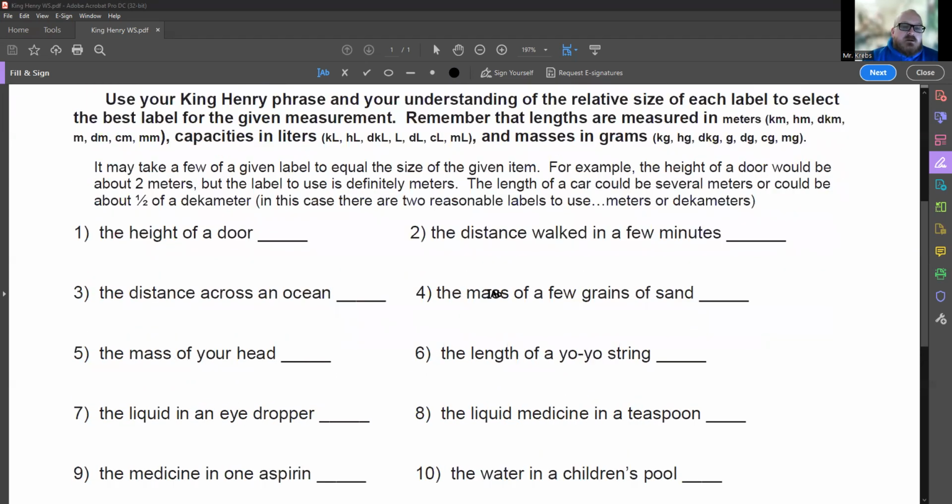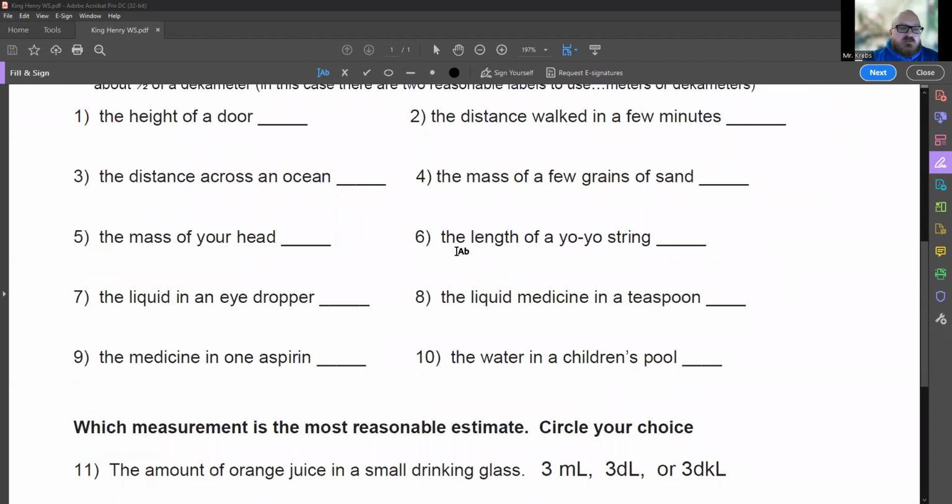Okay, so for the first one, the height of a door, we talked a little bit in class about estimating things. And for a meter, I gave the estimate of it's about the length of a baseball bat. So if you think of the height of a door, that's about like 2 baseball bats. So I'd say, well, it's probably around 2 meters.